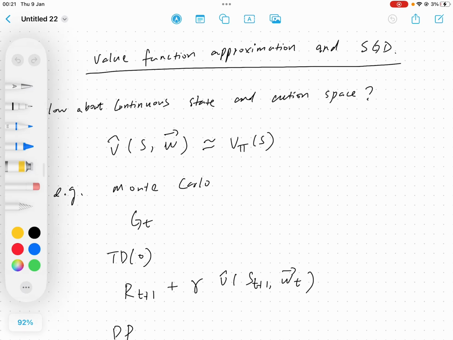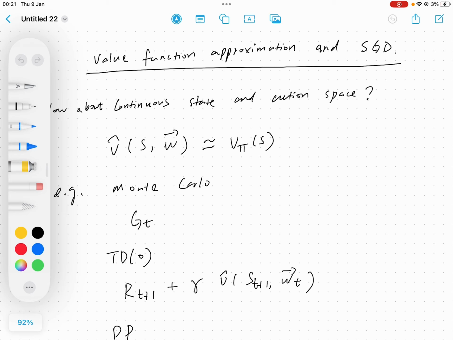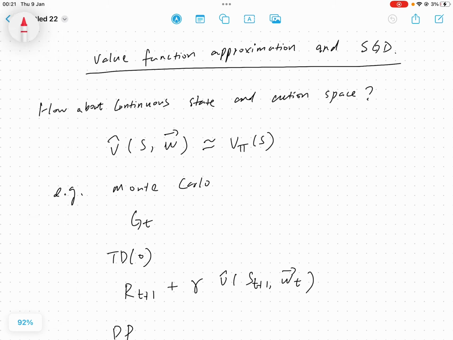Hi. So today let's discuss value function approximation and a well-known method of that called stochastic gradient descent. The reason that we need value function approximation is that sometimes our state space or action space is too large. Even if it is finite, there might be a very high demand on memory for storing all those spaces and those values, right?